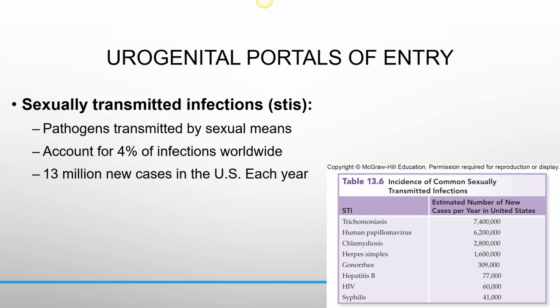Looking at this table, which is from a few years back, trichomoniasis has 7.4 million new cases each year. Human papillomavirus, 6.2 million new cases each year. And then chlamydia is the bacterial one. Trichomoniasis, we learned about that. That's a protozoan. Human papillomavirus, we'll talk more about once we get to viruses toward the end of the semester, but that one can cause cervical cancer. Chlamydia is the number one cause of bacterial-related STDs in the world. And again, Milwaukee has the highest reported cases. So chlamydia is 2.8 million, and then it goes down from there.